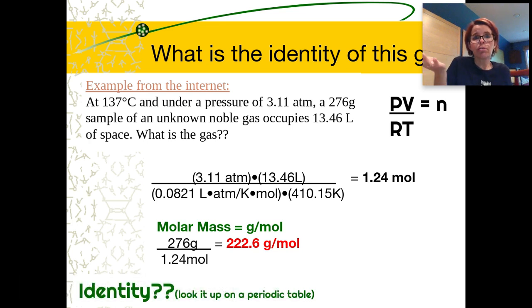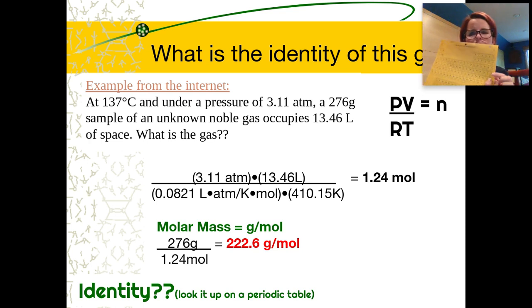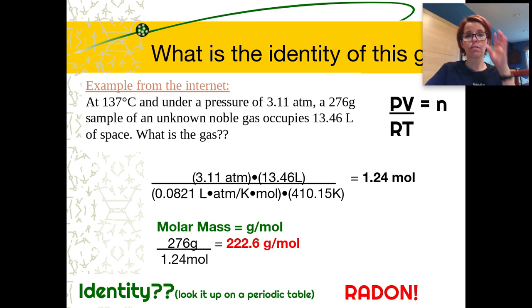So now we want to know the identity of the gas. We were told it was a noble gas, so we look it up on the periodic table, and way over here, the atomic mass, or the molar mass of radon is 222 point something or other. It's never exactly right. And so we know that our gas is radon. So that's how we would solve a problem like that.